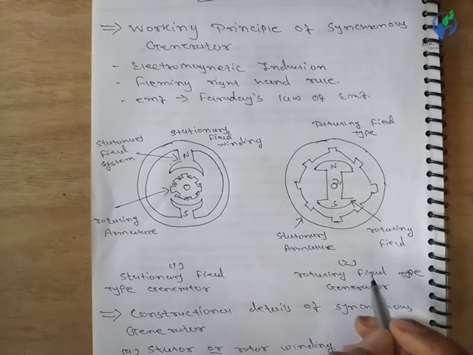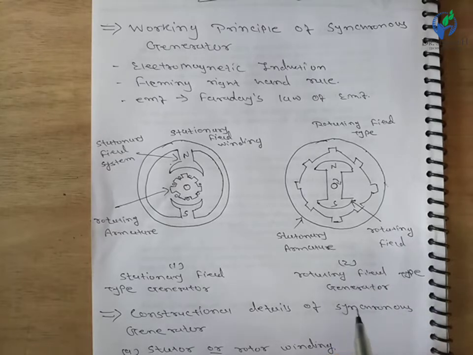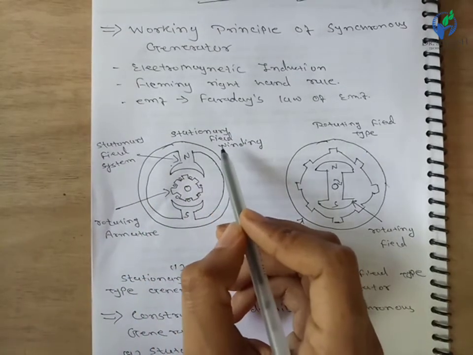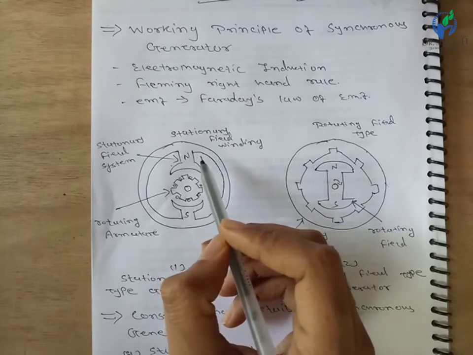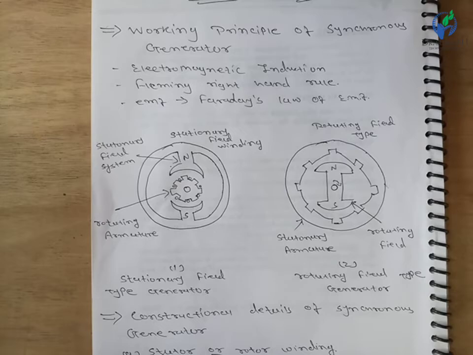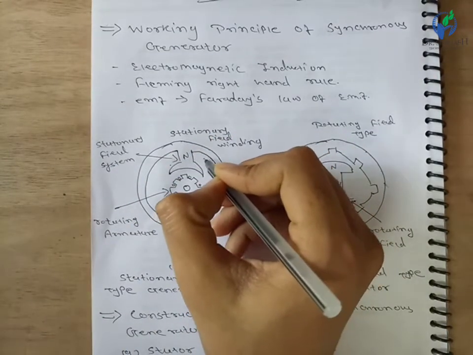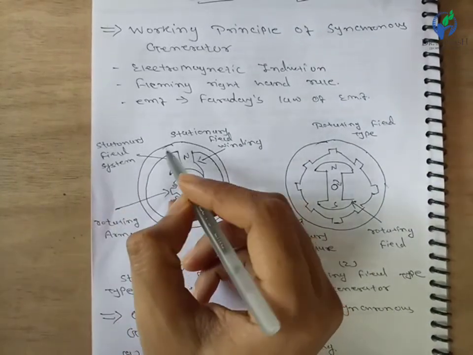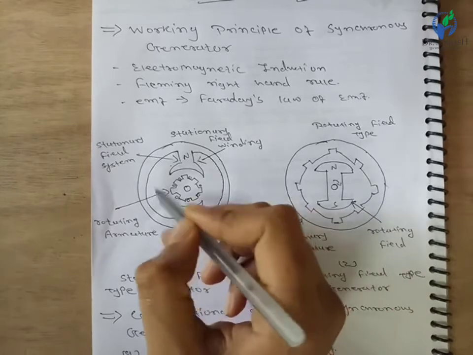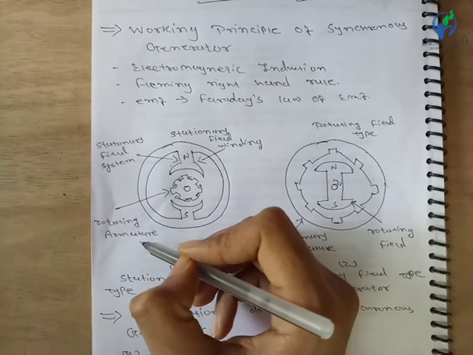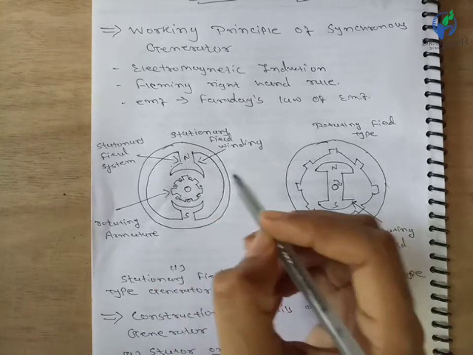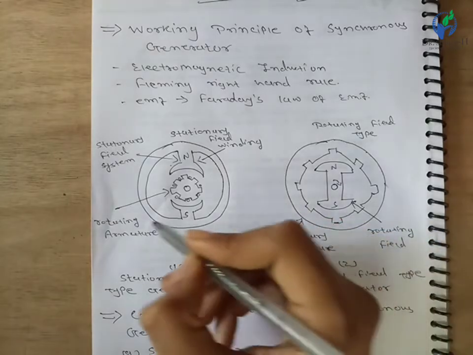In the schematic diagram of the stationary field type generator, here is the stationary field winding system. The rotating armature parts are shown in the figure. Here is the winding, and also the stator parts and rotating parts.